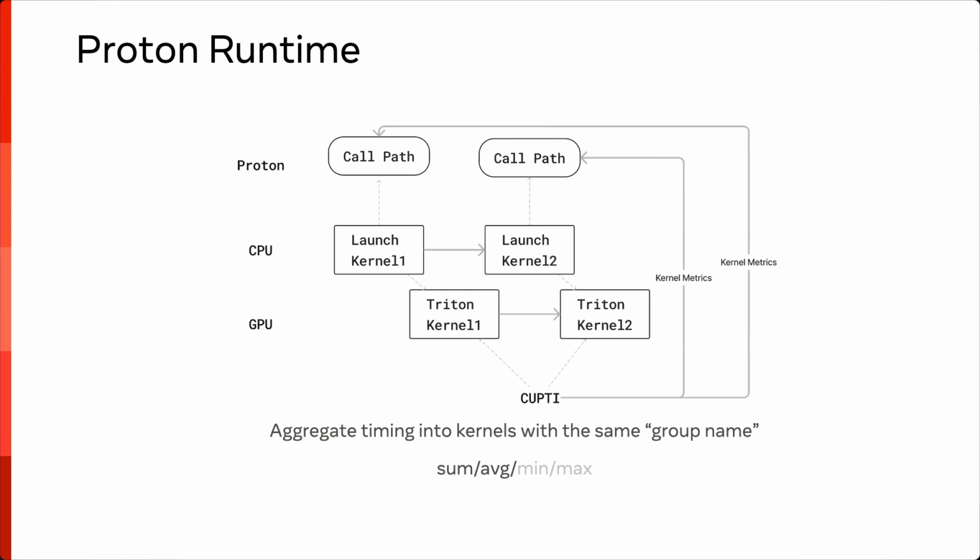It's going to profile each kernel asynchronously with the CPU kernel launch, and each kernel metric is going to be accumulated in a GPU buffer. Only once the GPU buffer is full, we copy the metrics back to the CPU, and Proton is responsible for accumulating these metrics onto the call path where these kernels were launched. Currently, we support different aggregation methods, including sum and average. We don't support min and max yet.